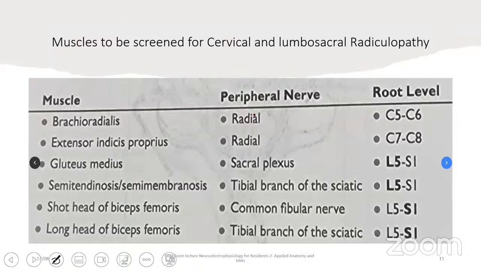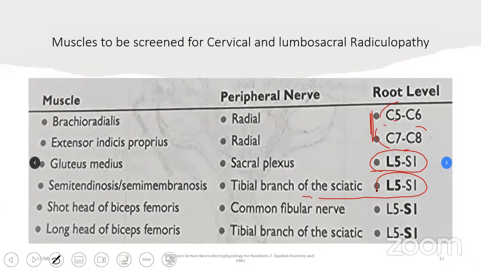So in the upper limbs, we should always remember the brachioradialis, which is a radial innervated muscle, C5, C6. Extensor indicis proprius, that is radial, C7, C8, the same nerve but different roots. And gluteus medius is L5, S1, that is the superior gluteal nerve. And semitendinosus, semimembranosus, tibial branch of the sciatic, that is L5, S1, different nerves but the same nerve root. Here this is different roots but the same nerve.